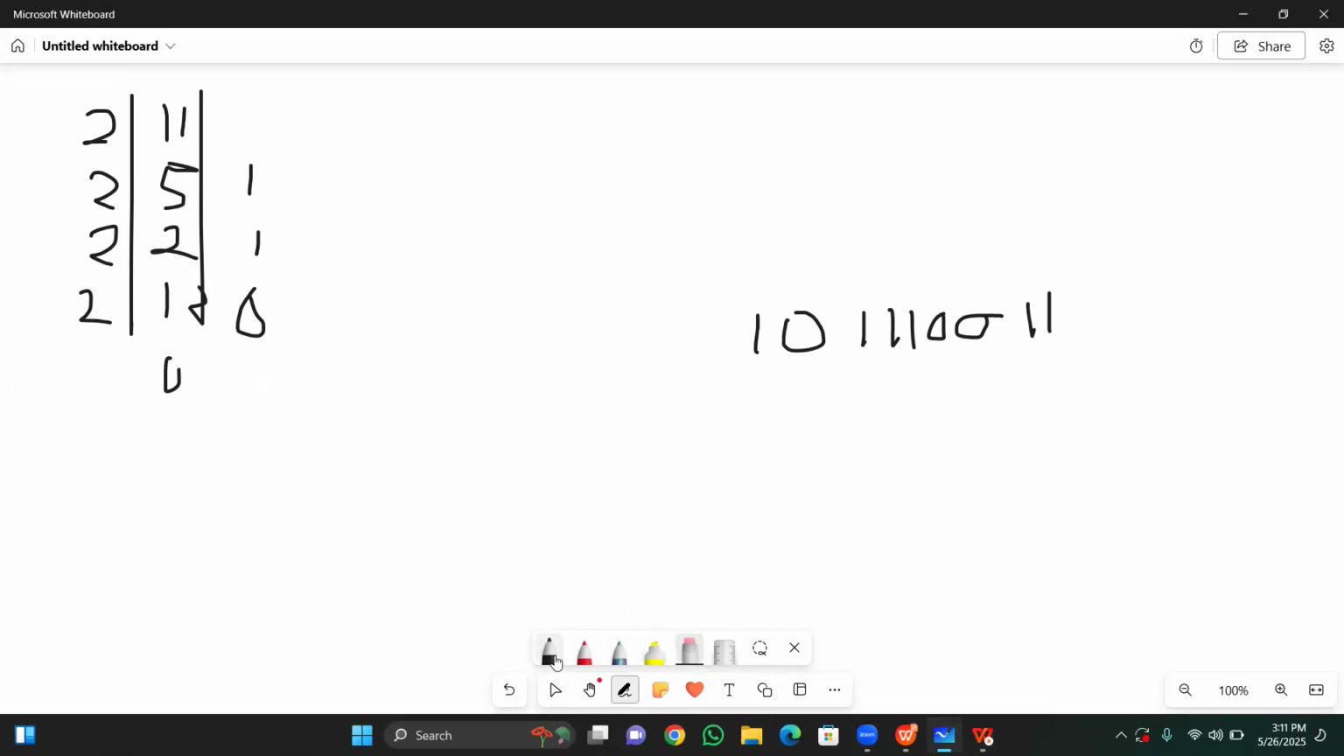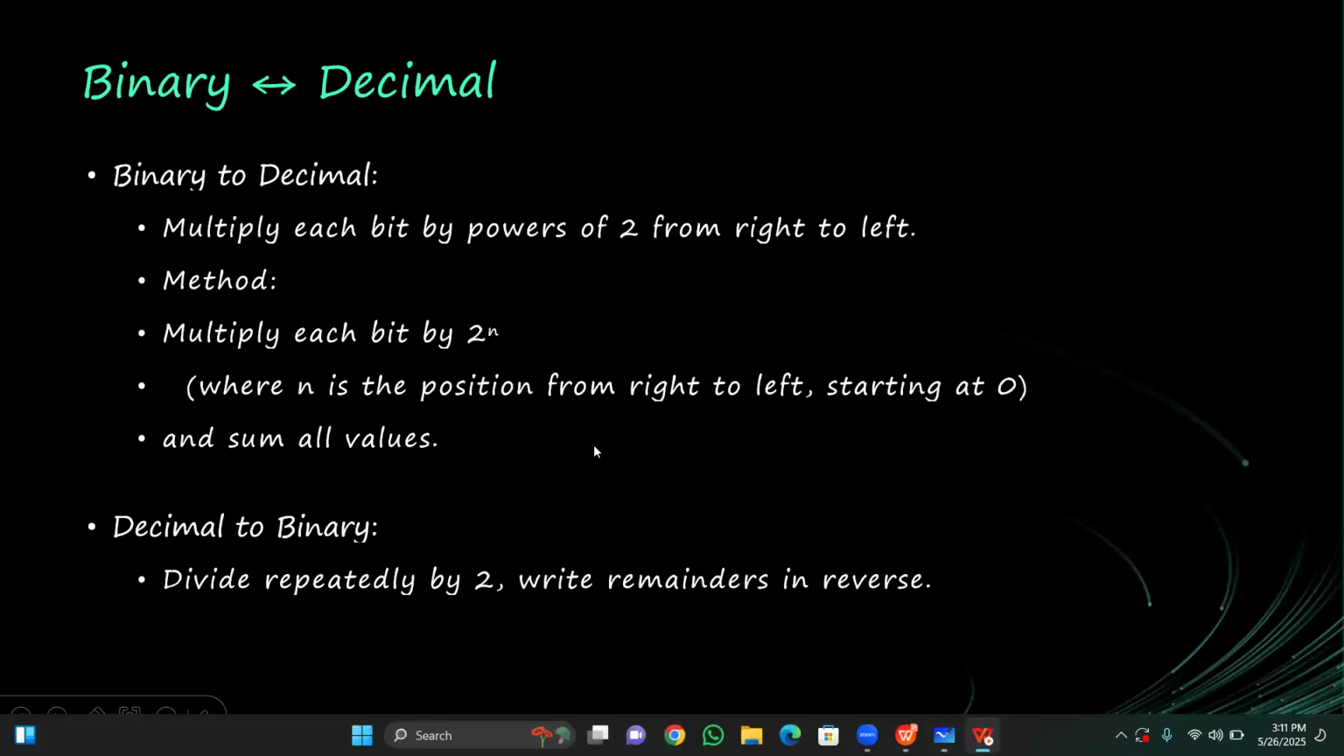So in total, we read from the bottom up. We have 1, 0, 1, 1. So this is 11, and when we convert this back to a decimal number, we get 11. We have done it several times here. So let me not waste time on this. You divide repeatedly by 2, writing the remainders in reverse. That's what we have just done.